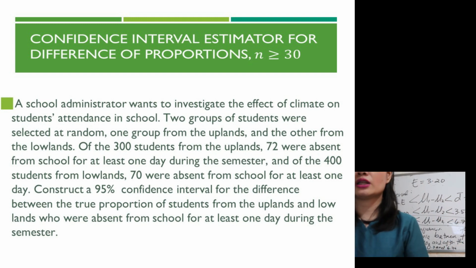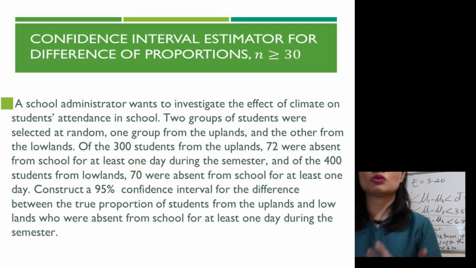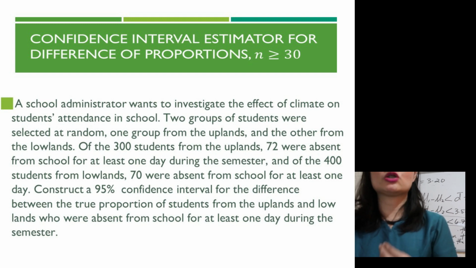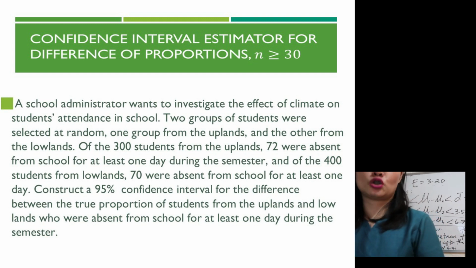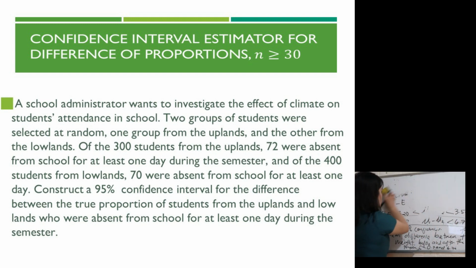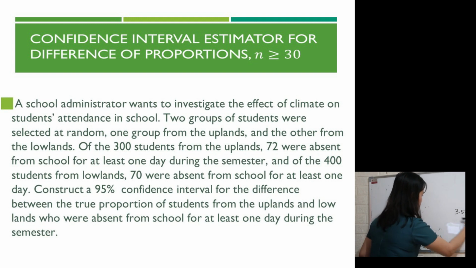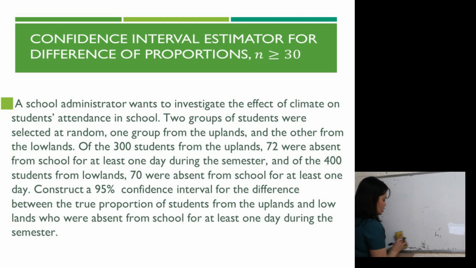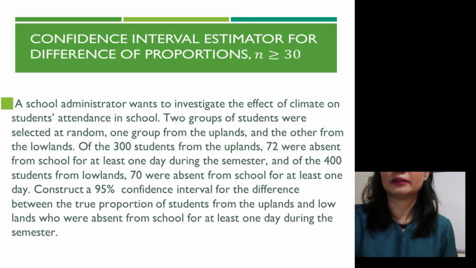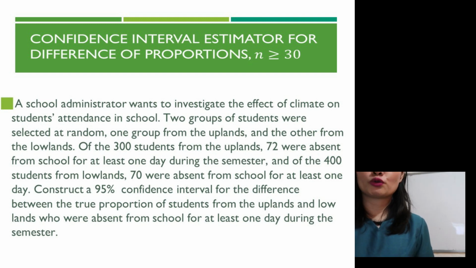Construct the 95% confidence interval for the difference between the true proportion of students from the uplands and lowlands who were absent from the school for at least 1 day during the semester. So how do we construct the 95% interval? To construct a 95% interval for the population proportion, we need to use the formula. First, solve for the margin of error.